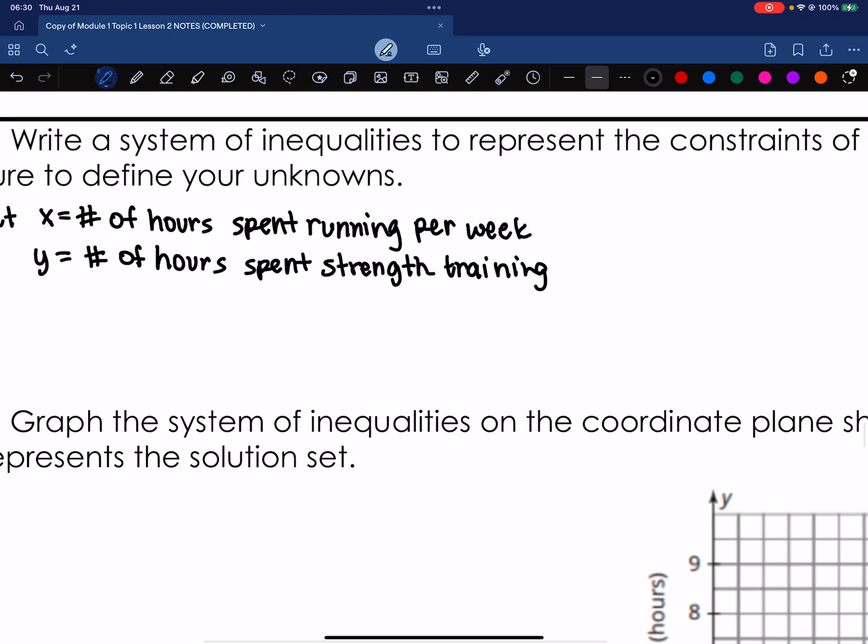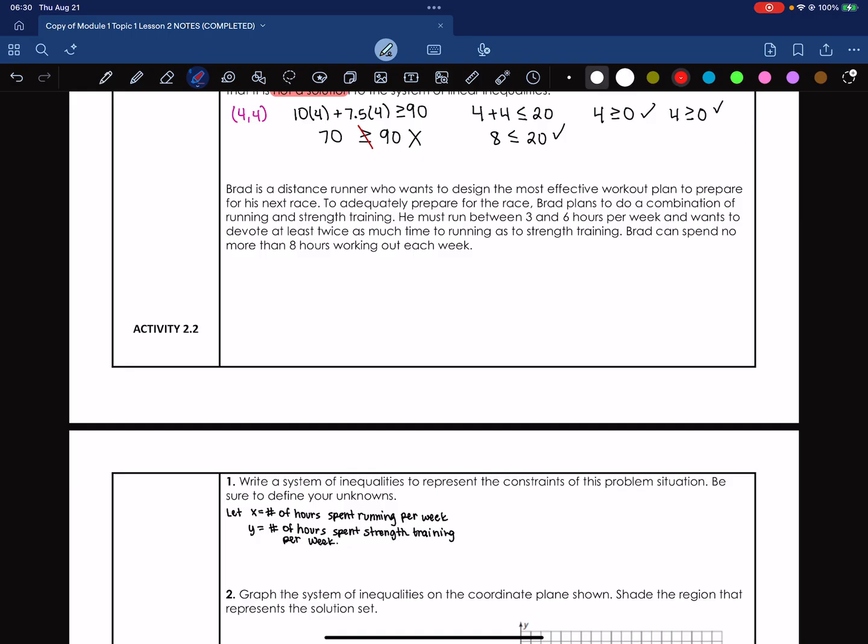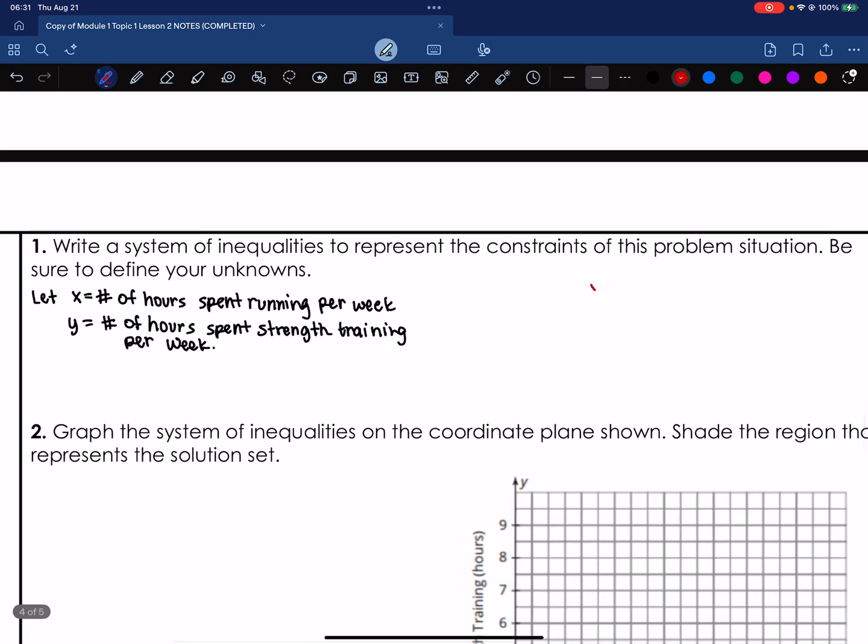Okay, per week. So, first things first. It says he must run between 3 to 6 hours per week. So running is our X variable, and so what we're going to do is put our X variable in between 3 and 6, and that represents between 3 and 6.